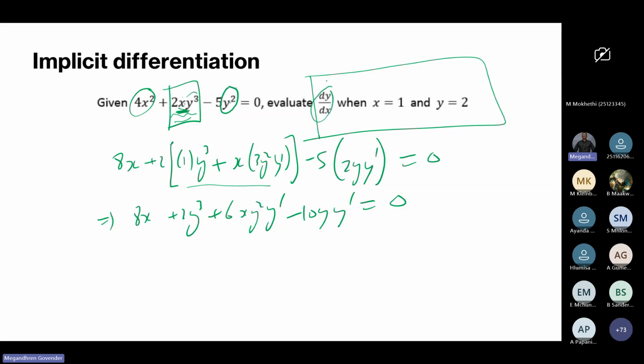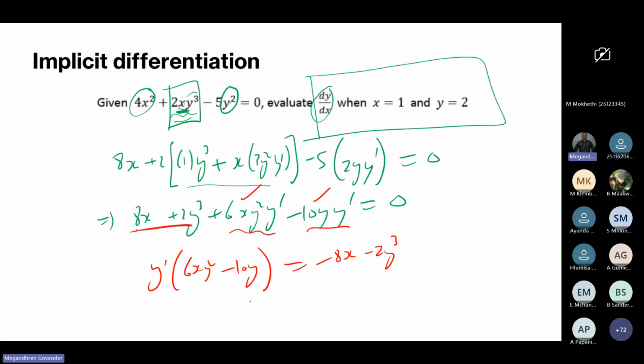Now look at what they're saying. Find dy dx, which is the y prime that we have. So these two terms have y prime here and there. You take out the y prime as a common factor, and the ones that don't have y prime, put them on the other side. So I got y prime times 6xy squared from here minus 10y from there. And these two terms go to the other side, becoming minus 8x minus 2y cubed. And if I divide both sides, I'll get minus 8x minus 2y cubed all over 6xy squared minus 10y. There's your y prime.